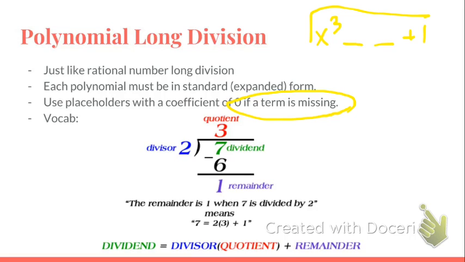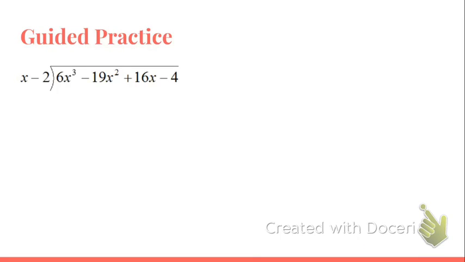Alright, and the key thing to remember here is that the dividend, what's being divided, is equal to the divisor times the quotient plus the remainder. And if the remainder is 0, then you just factored. So let's do one with polynomials now.